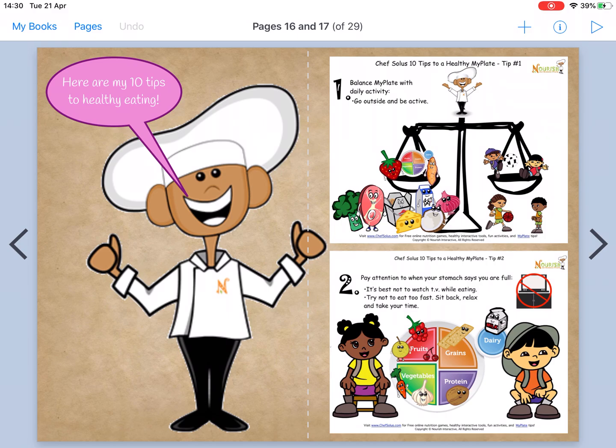Right, then we're moving on to this week's work. Chef Solis has given us 10 tips to healthy eating, ways to stay healthy. And his first tip is super important, and he says we need to stay active. Okay, and this is really difficult during the lockdown because we don't really move around that much. We're inside and we kind of feel a little bit more lazy than we normally do. So it's important even now to make sure that we stay active.